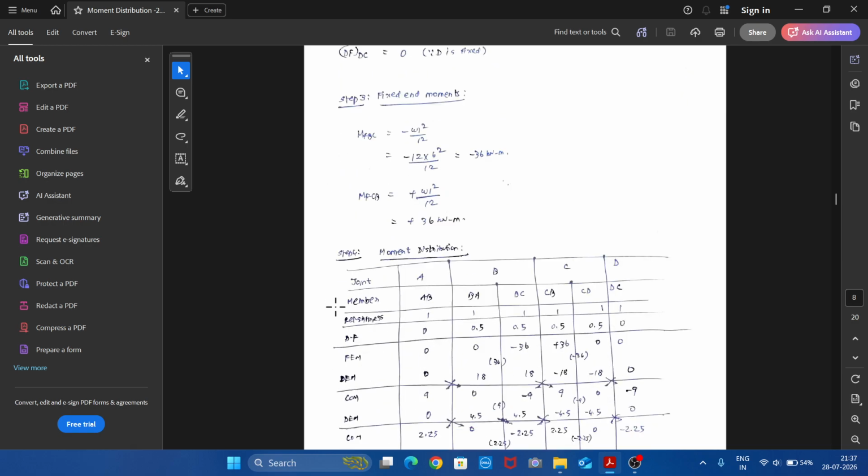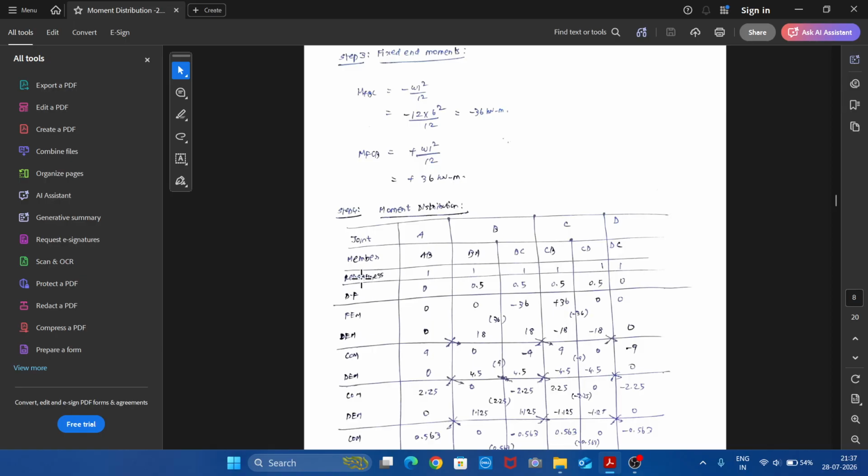First write the joints. We have joint A, joint B, joint C and joint D. Write the members. At A we have only one member AB. At B we have two members BA and BC. At C also we have two members CB and CD. At D we have DC. Then write the relative stiffness. Everything is 1 in this case.